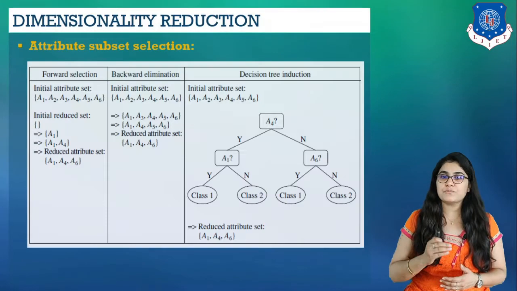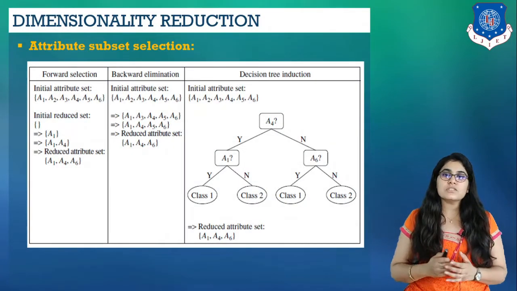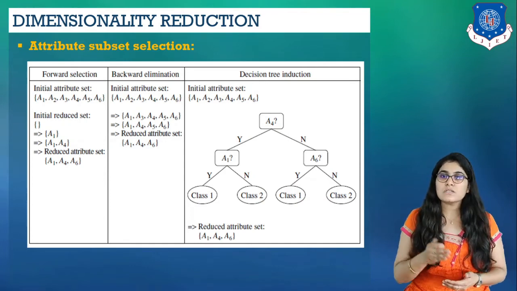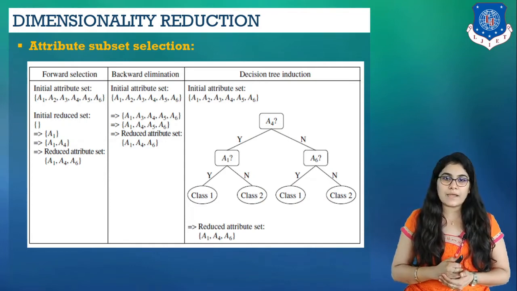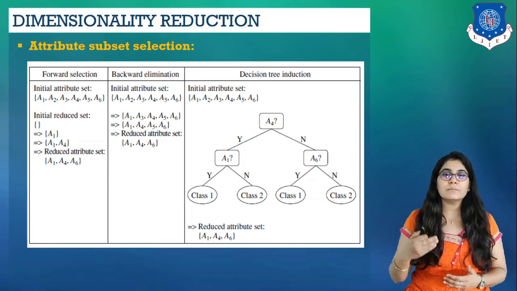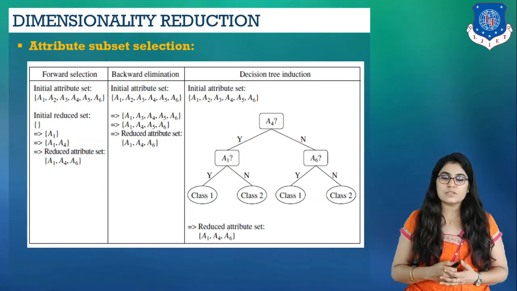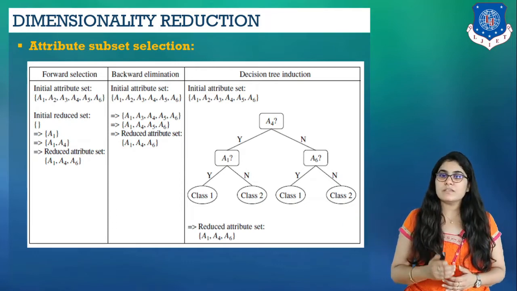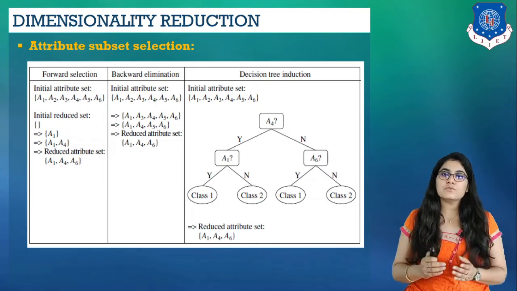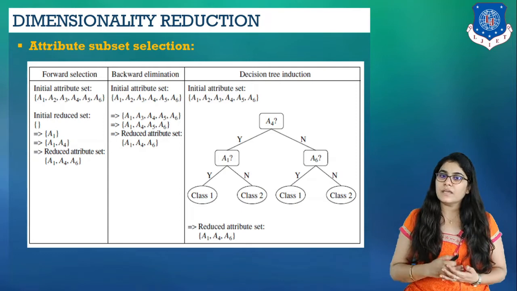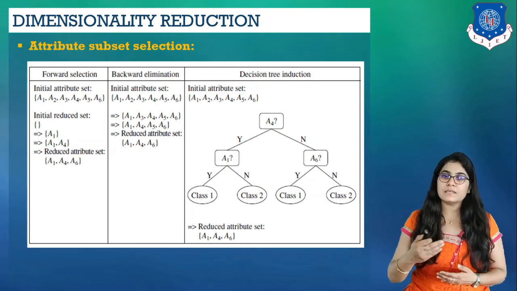First is stepwise forward selection. The procedure starts with an empty set of attributes as the reduced set. The best of the original attributes is determined and added to the reduced set. At each subsequent iteration or step, the best of the remaining original attributes is added to the set. One such example can be seen here. Next is stepwise backward elimination. The procedure starts with the full set of attributes. At each step, it removes the worst attribute remaining in the set.